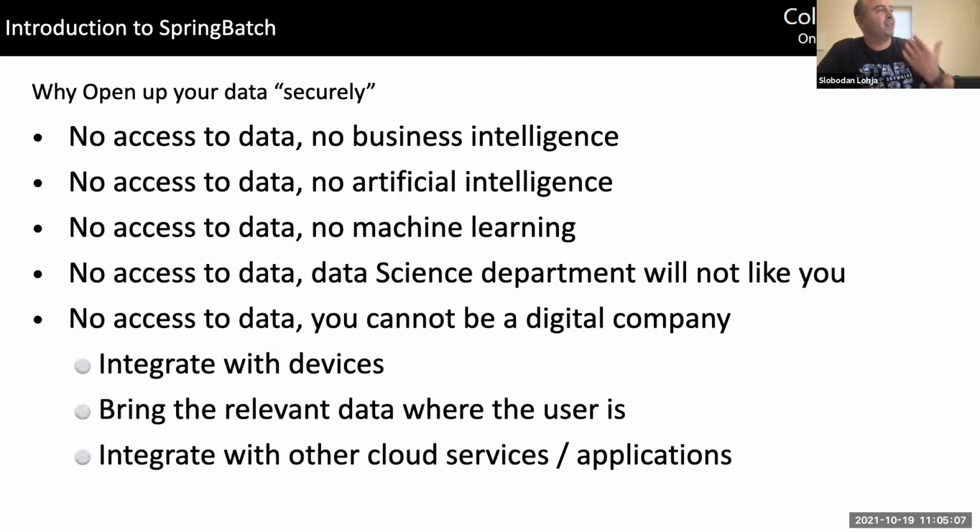So why open up your data? Business intelligence, artificial intelligence, machine learning, it all needs data. And you want to be in good with your data science departments so they can advocate for your platform, your system, your data. And you want to integrate with devices and become a digital company. You're going to hear that word digital a lot. It's going to be overloaded, but it means having all things around you, bringing the data where the user is. So you want to be digital, you need data, you need to serve it out in APIs.